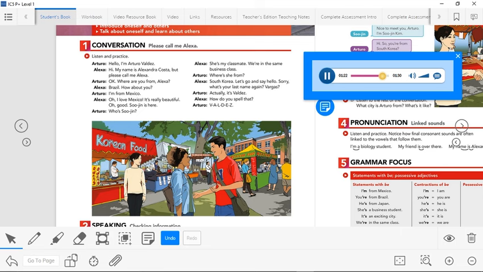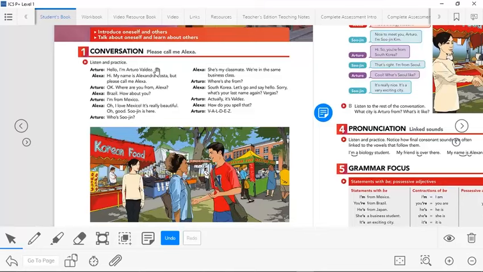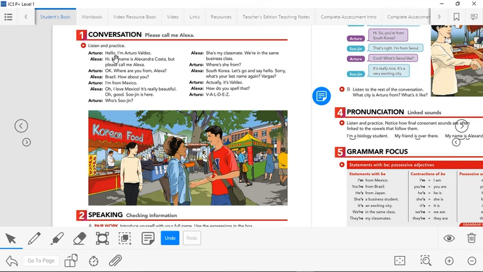Here we're seeing that they started to do exactly what we're gonna be seeing today. That is introducing oneself. Each one of them introduced themselves. Arturo introduced himself, saying, "Hello, I am Arturo Valdez." And Alexa introduced herself, saying, "Hi, my name is Alexandra Costa, but you can call me Alexa." And if you remember, this is a nickname.